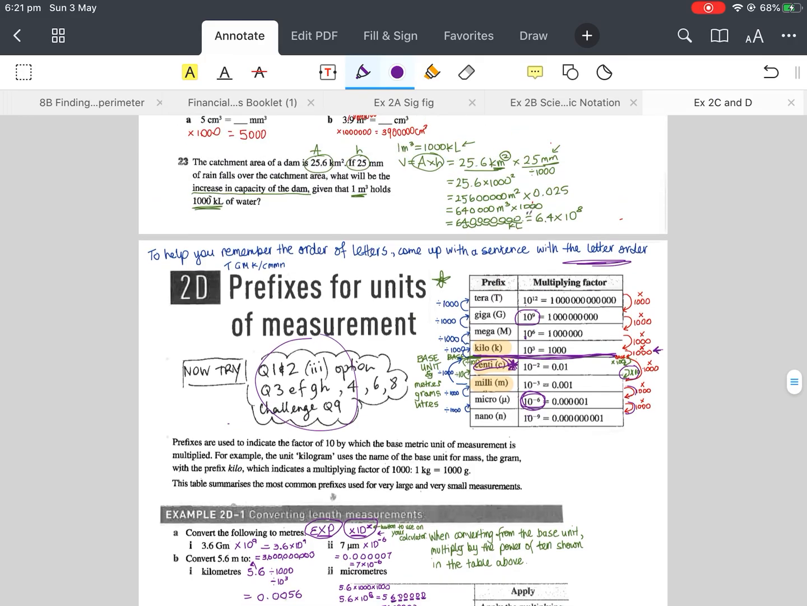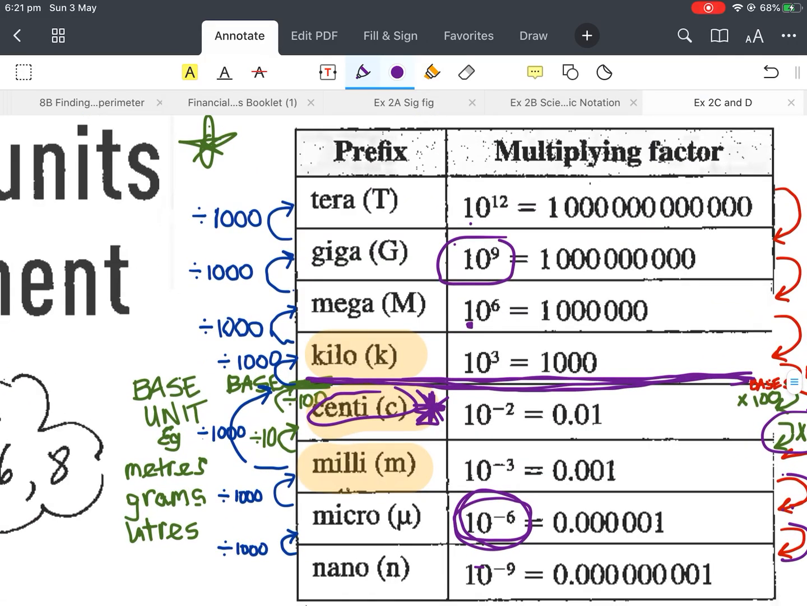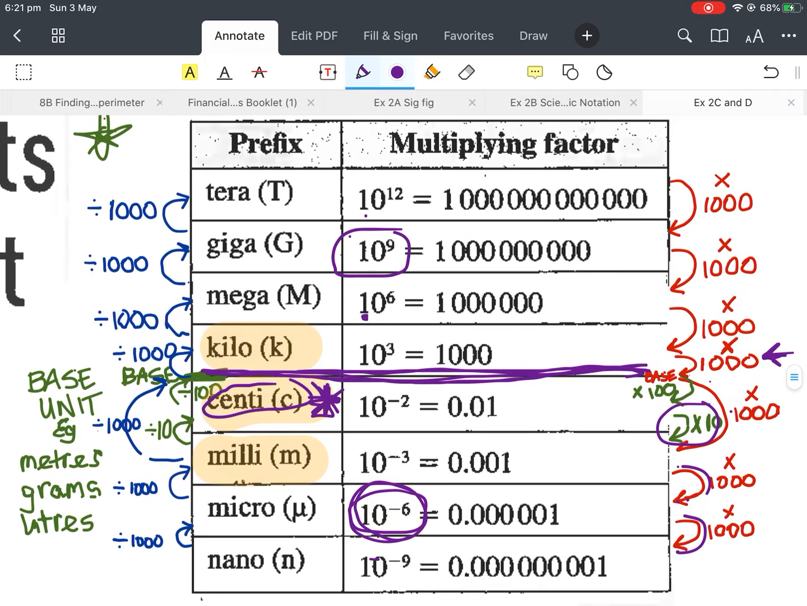Next one, I'm going from metres to micro. So if I get my table up, I'm starting at metres, and I'm going to micro. So I'm going to follow the red jumps. So purple line, one jump to milli, that's 1,000. And another jump to micro, that's another 1,000. So I'm timesing by 1,000 twice.